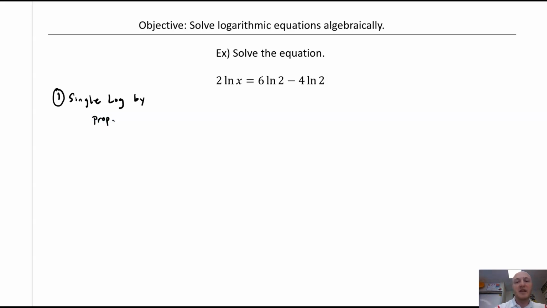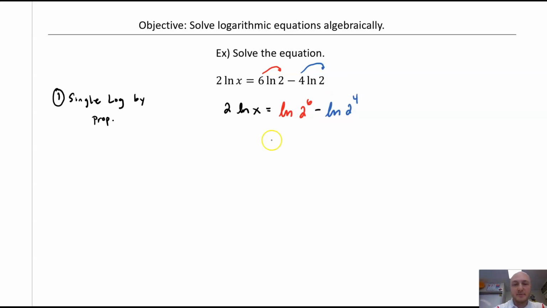So on the left side, I have 2 natural log of x, and on the right side, I have 6 times natural log of 2. Well, I'm going to use the power property here. I'm going to bring that up. So I have the natural log of 2 to the power of 6 minus, and again, I'm going to use the power property and bring that up. So this becomes the natural log of 2 to the power of 4.